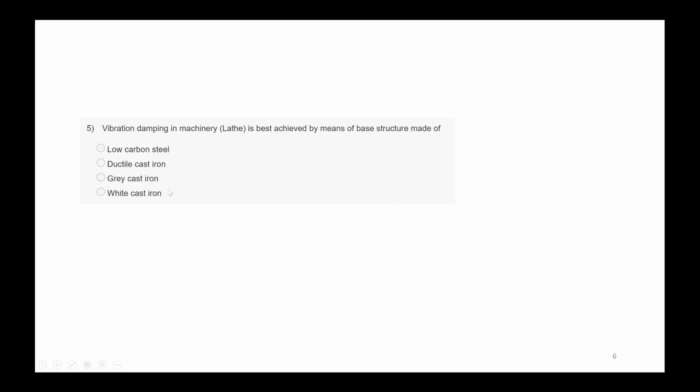Okay, now question number 5. Vibration damping in machinery such as a lathe is best achieved by means of a base structure made of: low carbon steel, ductile cast iron, grey cast iron, or white cast iron. So what should be the answer? The answer will be grey cast iron.